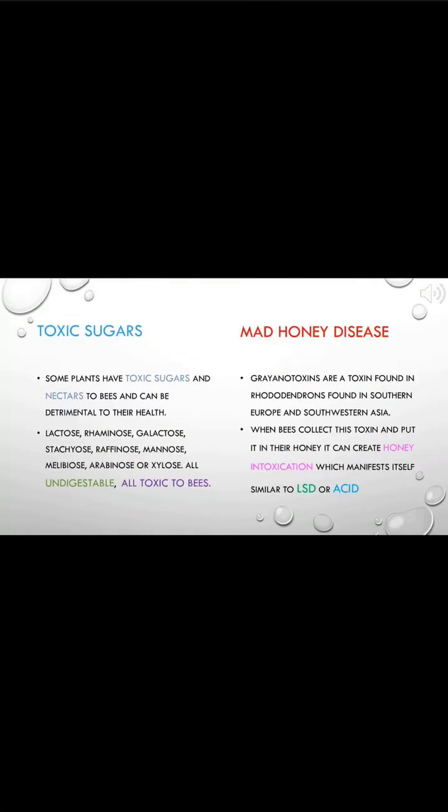Keep in mind there are also toxic sugars. These toxic sugars can be detrimental to honeybee health. Bees are unable to digest sugars like lactose, rhamnose, galactose, stachyose, raffinose, mannose, melibiose, arabinose, and xylose.